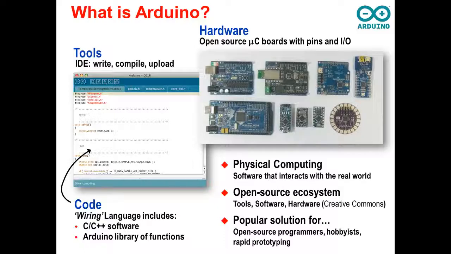Arduino's trying to look at things from a different angle. It's like, how do I get stuff to happen in the real world? Physical computing. So it's become very popular for hobbyists and open source programmers because it's all based on open source coding. And for those people who do embedded systems for a job, it's becoming pretty popular as a rapid prototyping vehicle as well, and some even go to production with it.